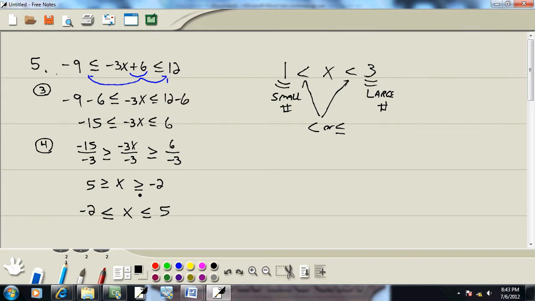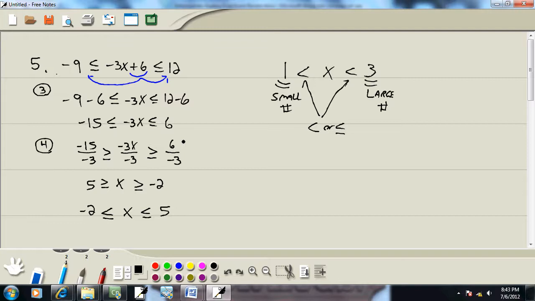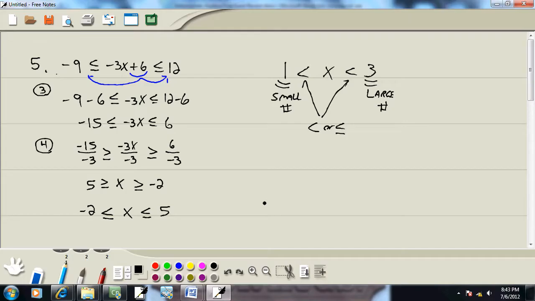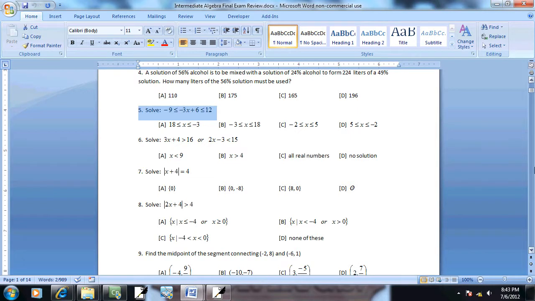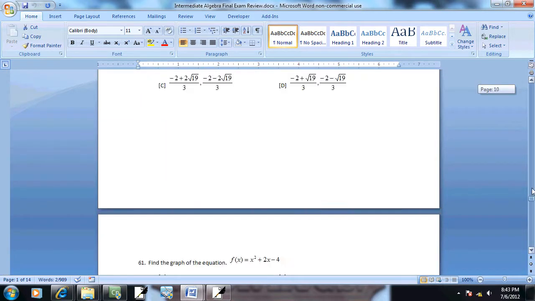Now they might want a set builder or interval. Let's go see what the answer is. I guess it's just that. So -2 is less than or equal to x, less than or equal to 5. Looks like C. So let's go check that. 5C. And it checks.